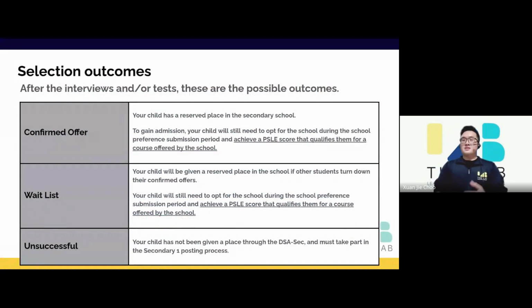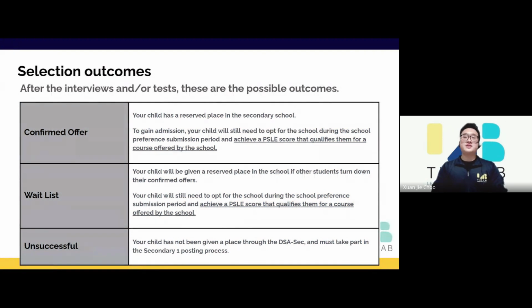Okay, so after the selection, there will be 3 possible outcomes. So one is the confirmed offer, next is the wait list, and last is unsuccessful. So when the students get a confirmed offer, they have a confirmed reserved place in the secondary school or the JC that they're going to. So to gain admission, the students will still have to opt for the school during the school preference submission period.